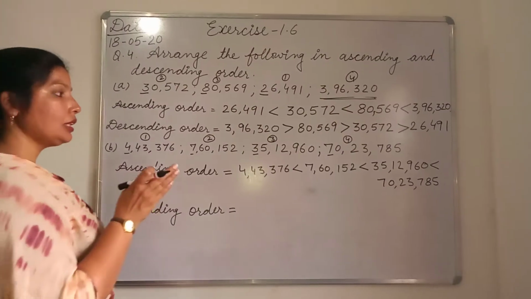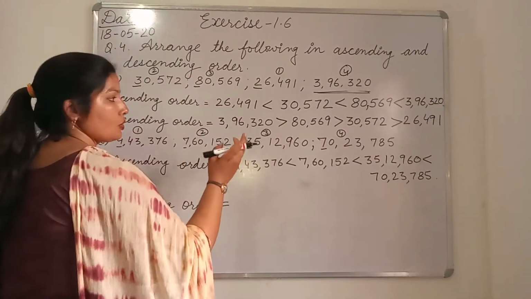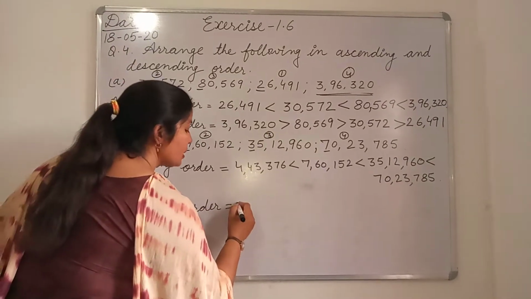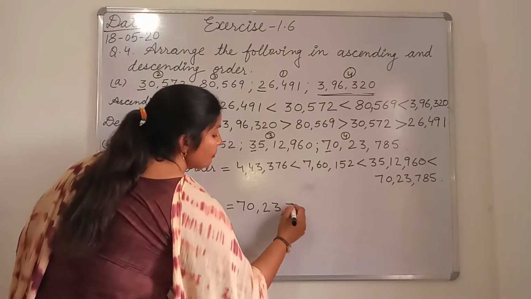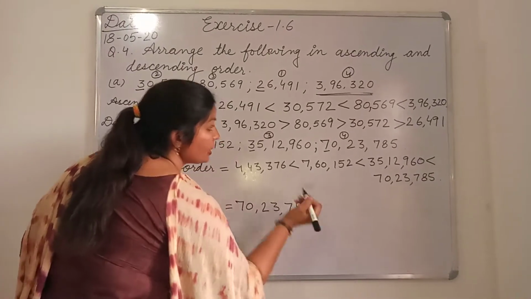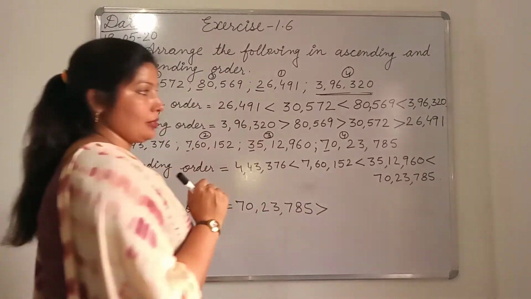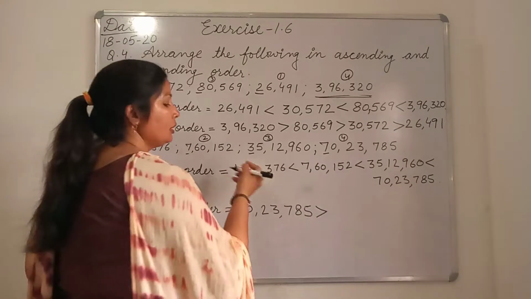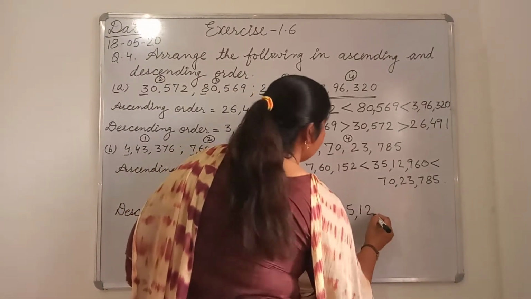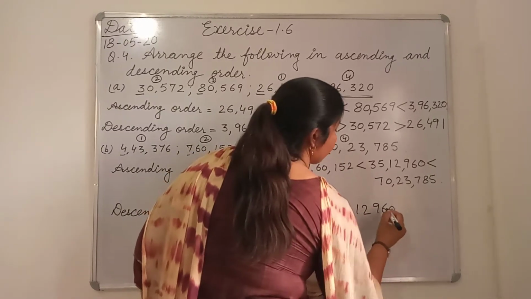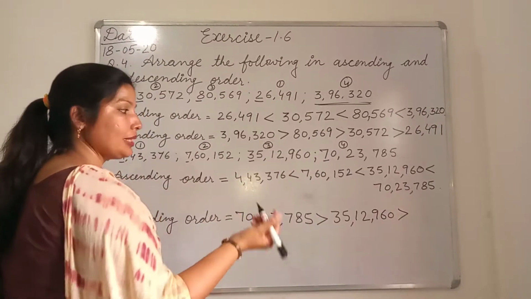So for descending order, the largest one will come first. So we should write this one first: 70 lakhs 23,785. This is the largest. So we should put the greater than symbol there because this is the greatest number. Then on the second, 35 lakhs 12,960. Then next again we put the greater than symbol because this is greater.